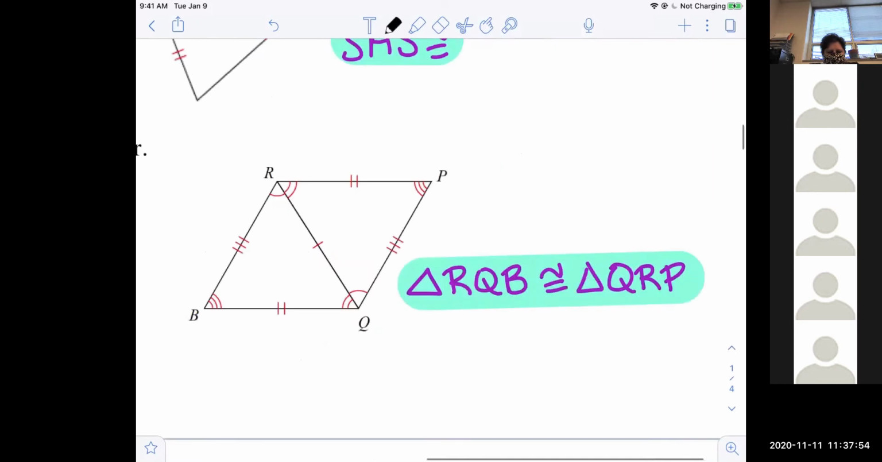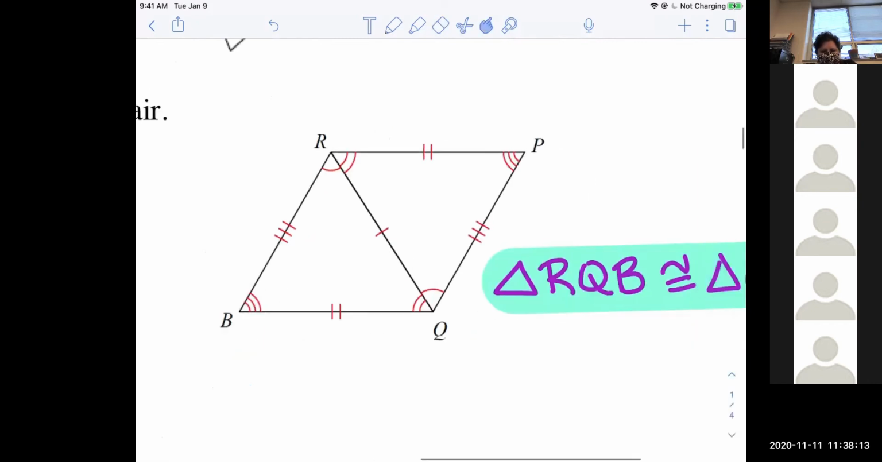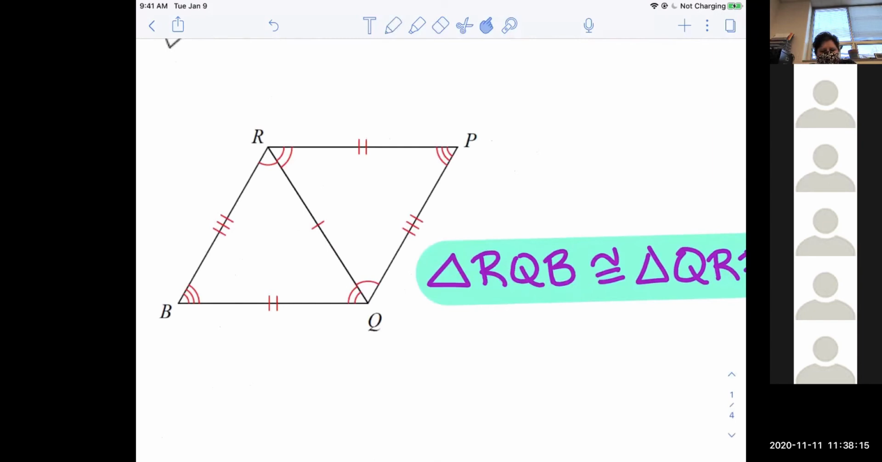However, on this one, notice that in the triangle on the left side, R has a single mark. The triangle on the right side, which angle has the single mark? Q. So R is not going to R and Q is not going to Q. So be careful about that because you want to make sure that you're not assuming that the letter that's the same always goes together.